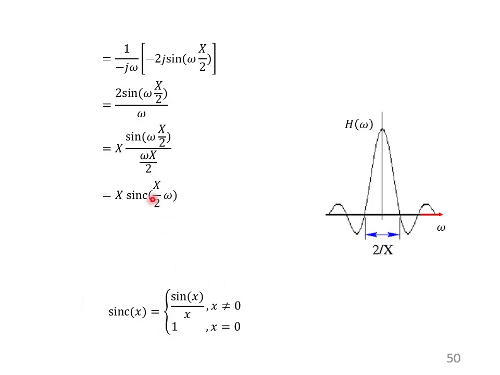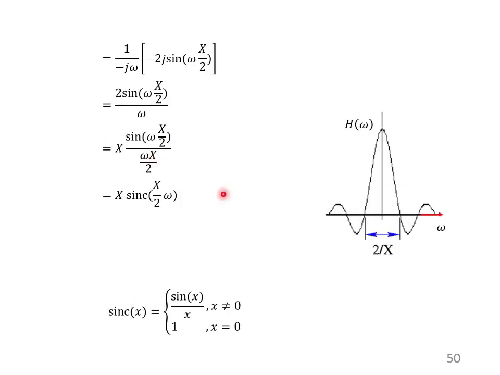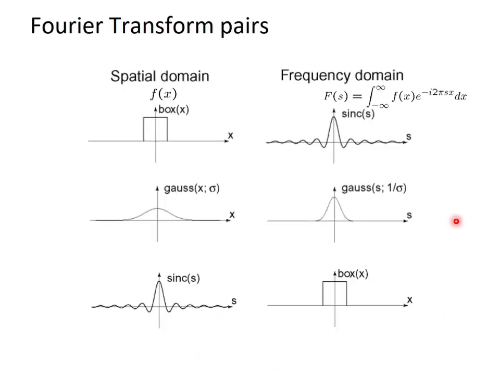Okay, so you can see that given a box function, its Fourier transform will be a sinc function. And there are some pairs. For a box function, we get a sinc function. For a Gaussian function, we will get another Gaussian function. And from a sinc function, we will get a box function.